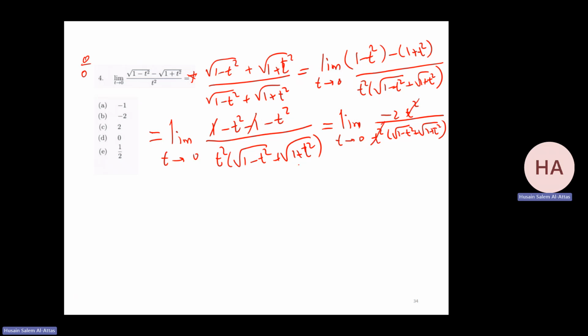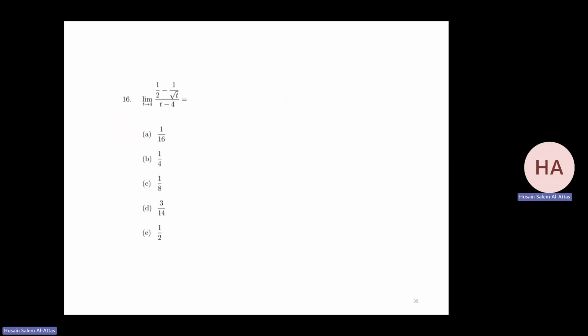So t squared cancels with t squared, just substitute. Minus 2 square root of 1, square root of 1, 2. So the answer is minus. Okay, 1 over 2 minus square root of t.